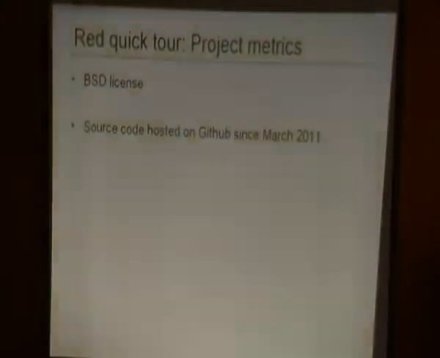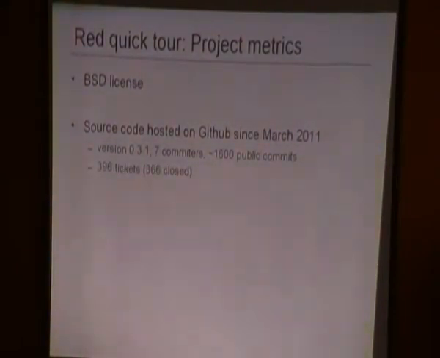So here are a few project metrics. That's the same slide as last year, but I've just updated the values. So we have now about 7 committers. We have passed 1,600 public commits, so this is starting to get quite serious. It's not a small project anymore, it's quite big. We have almost 400 tickets, and more than 95% of them are closed. So we try to keep the number of open tickets quite low, because we think that fixing bugs is often more important than adding new features.